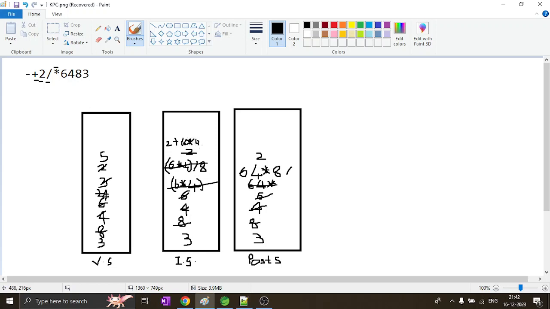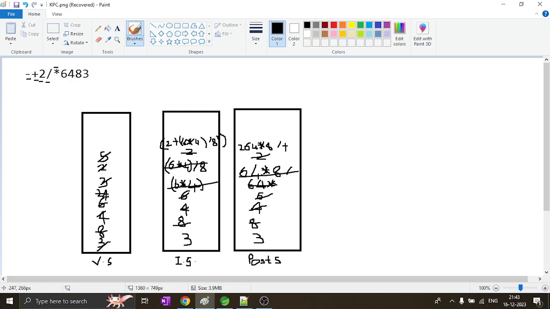6 times 4 by 8, and we'll have brackets here as well, just in case. Here also we perform v1 v2 operators. So we'll have 2 6 4, then this multiplication sign, again we have 8, slash, and then the plus sign, right? And lastly we have this minus as operator, so we'll perform v1 operator v2.